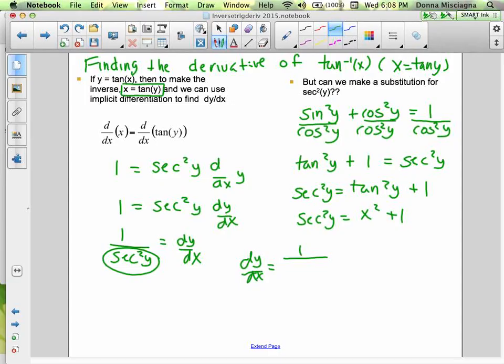And guess what we have just discovered? We have just discovered the derivative of arctangent, using x equals tangent y, because arctan is the inverse of tangent, and x equals tangent y is also the inverse of tangent. And there we go.